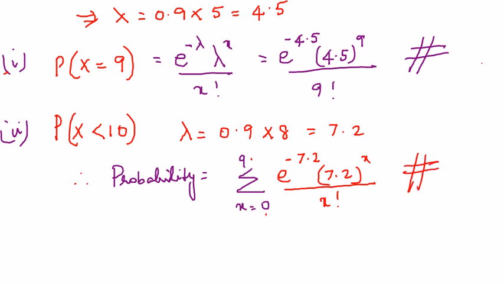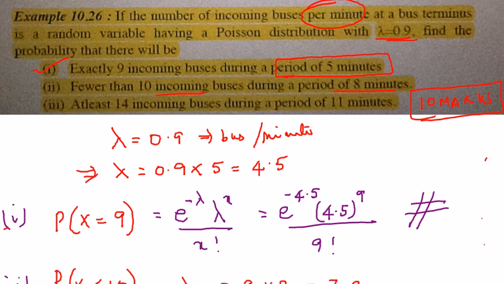Now the third part says at least 14 buses come during a period of 11 minutes, which means it can be 14 or greater than that, right? Minimum of 14 buses come, right? But you don't know what will be the maximum. You don't know the total number of buses that can come into that bus stop. That's not mentioned here, right?